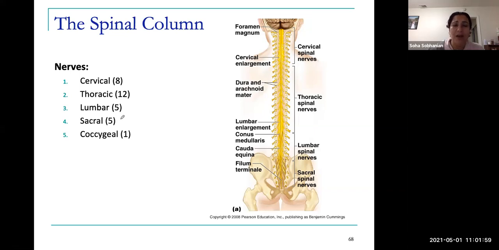Some of the textbooks, maybe I should say, put these together and identify them as the sacrococcygeal nerves and just put 6 for them, depending on which book you're talking about. But again, that adds up to 31 nerves coming off of your spinal cord. Know the numbers, guys, know the locations.